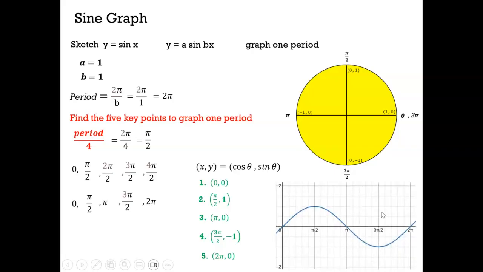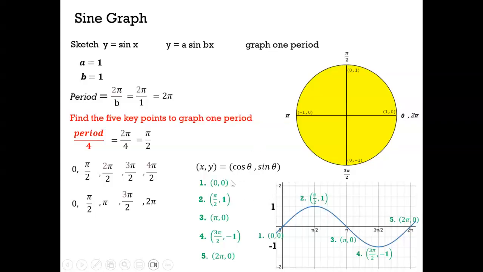And there's my graph. There's one period. You see, here's my amplitude from negative 1 to 1. My first point is 0, 0. My second point is pi over 2, 1. My third point is pi, 0. My fourth point is 3 pi over 2, negative 1. And my fifth point is 2 pi, 0. Right? There's one period. Okay?